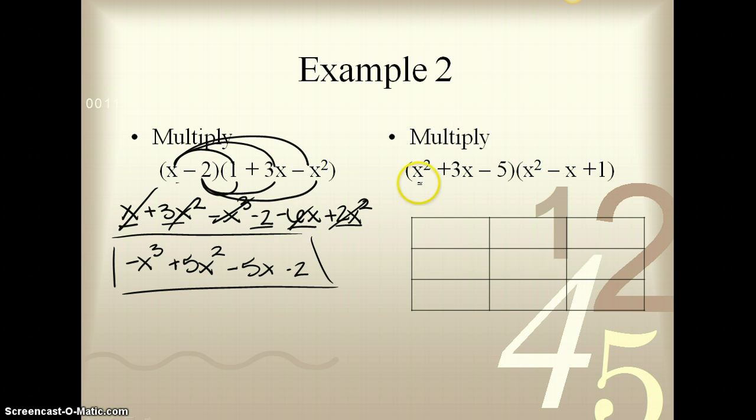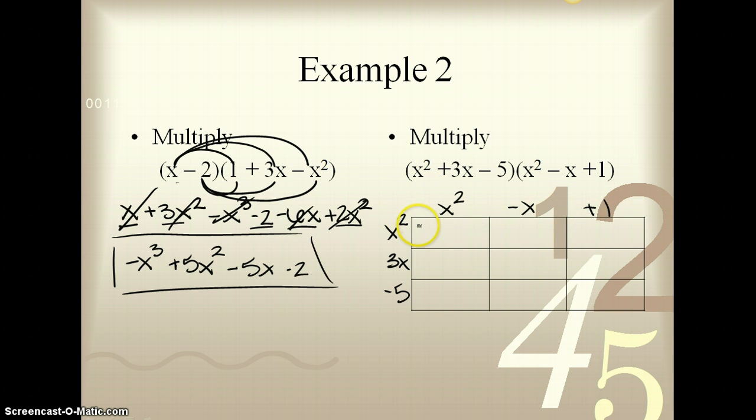So for the second one, we have x squared plus 3x minus 5 times x squared minus x plus 1. For this one, we're going to use a chart. What you're going to do with the chart is make sure that it has enough rows and columns to match the number of terms in each polynomial. Then you're going to write your polynomials along the sides. So we have x squared, 3x, and then negative 5. And then at the top, we'll do the second one, x squared minus x plus 1.